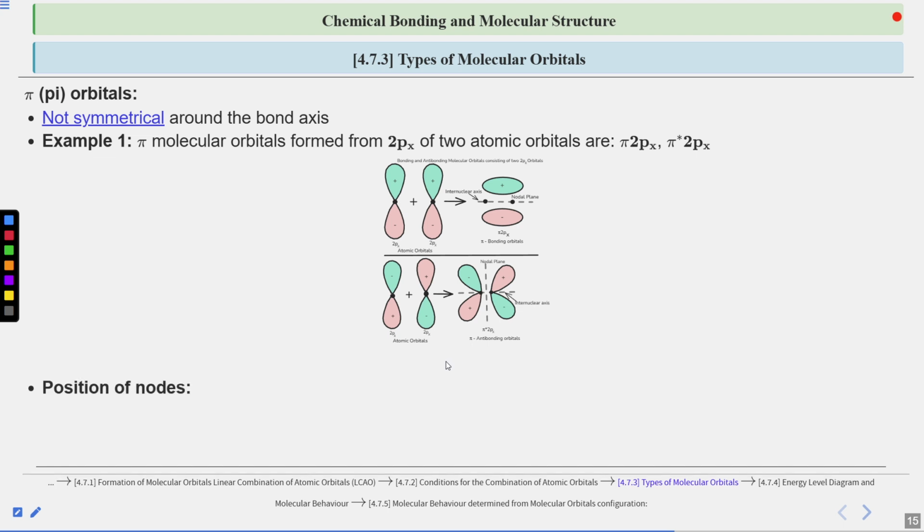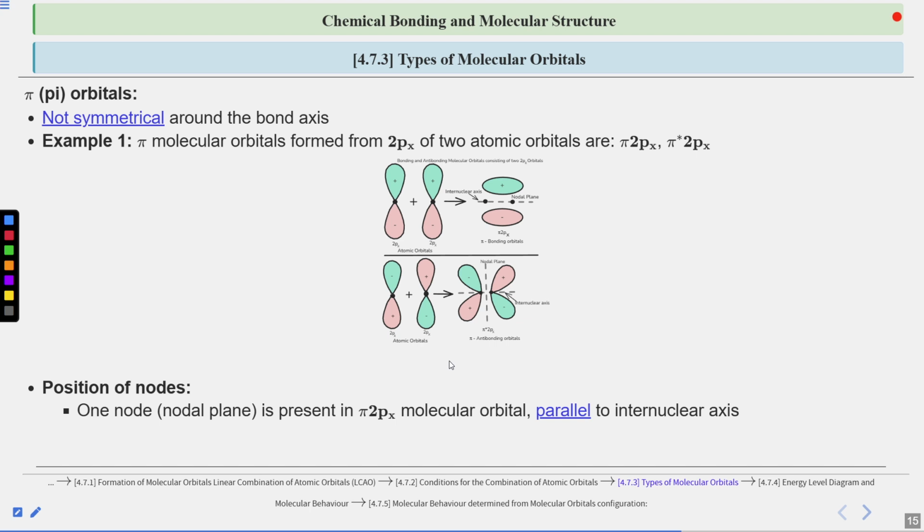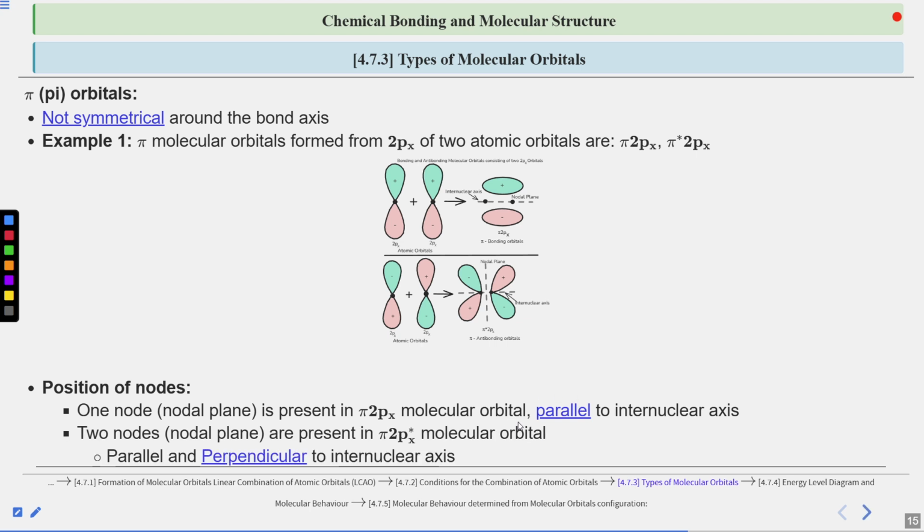For the position of the nodal plane, there are two cases possible. In the case of the bonding one, there is only one nodal plane, which is along the internuclear axis, or you can say that it is parallel to the internuclear axis. Whereas in the second case, there are two nodal planes. What are those nodal planes? First is parallel to the internuclear axis, and second is perpendicular to the internuclear axis.